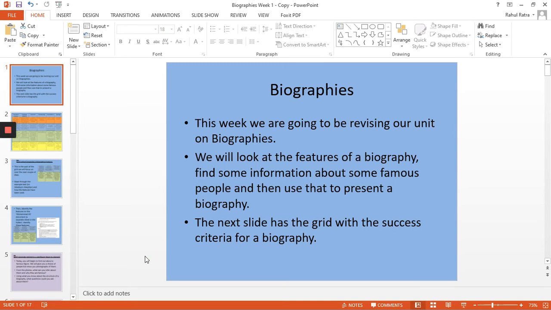Hi all. This week we're going to be learning about biographies. We have covered biographies in a unit before in autumn term, and I'm sure you all loved it. So this week we will look at the features of a biography and find some information about some famous people, and then use that to write our own.